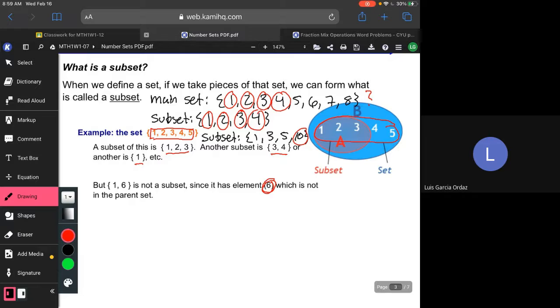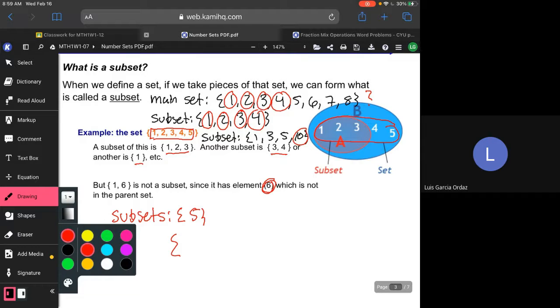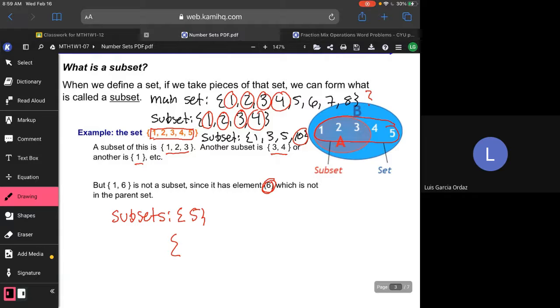So can you guys list other subsets of 1, 2, 3, 4, and 5 that are different from the ones above? Athalia mentioned one. 5 is one of them. Anyone else? So can you guys mention other subsets from the set mentioned above? So we have 1, 2, 3 as a subset, 3 and 4 as a subset. We have 1 as a subset. Athalia mentioned 5 because I have a 5 in here. 2. Okay, anyone else?